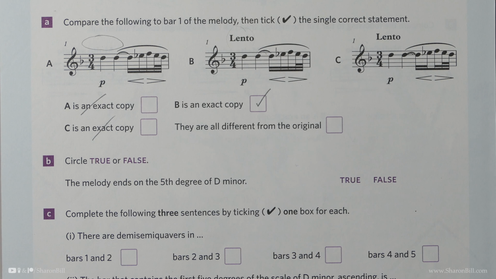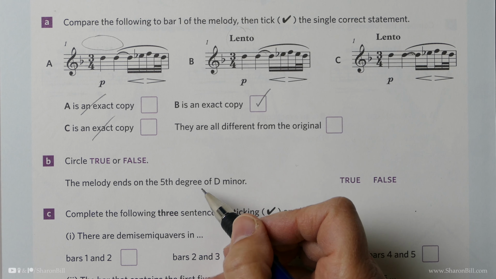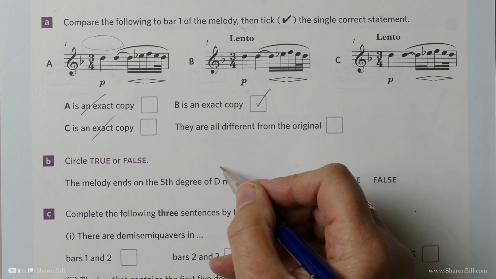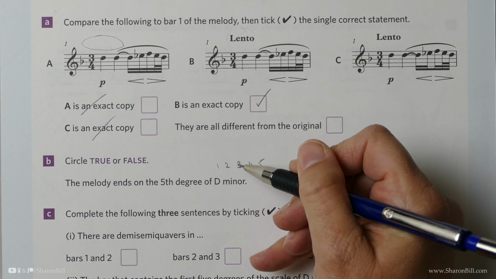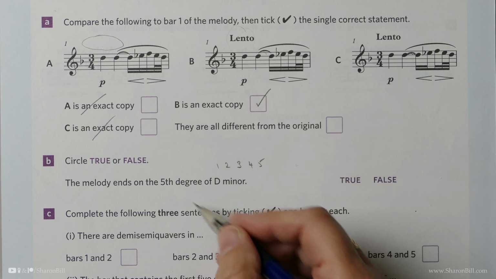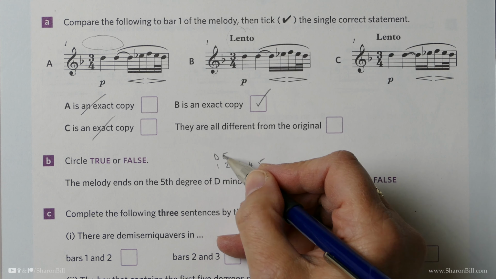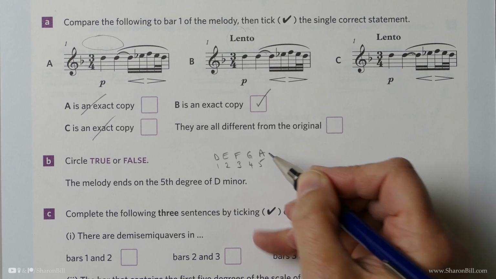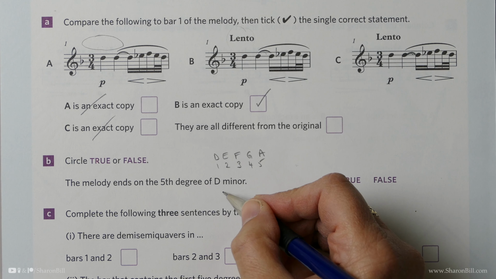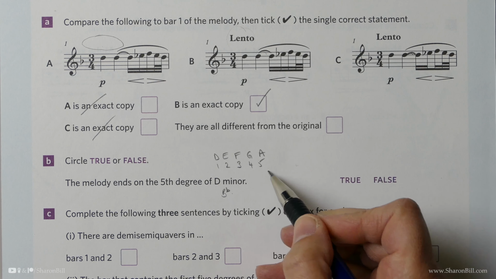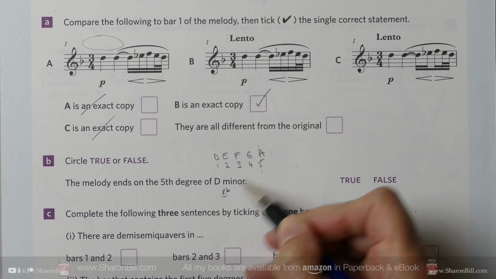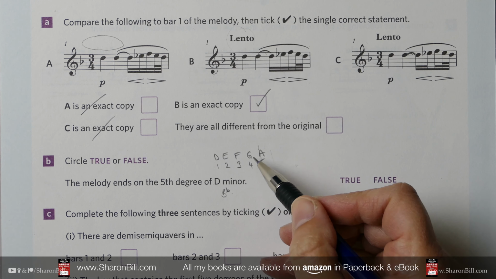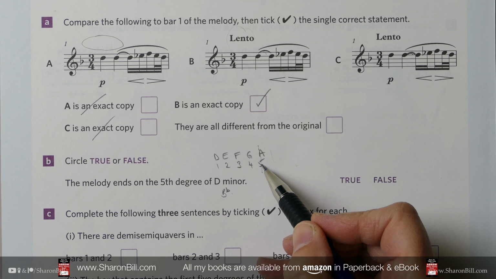Now then, is it true or false that the melody ends on the 5th degree of D minor? So let's figure out what that 5th degree of D minor scale is. So 1, 2, 3, 4, 5. There's no point just going dashing off looking until we know what we're looking for, is there? So if D is 1, E, F, G, A. Now D minor is related to F major, which has a key signature of B flats. We have no B here in this 5th degree of the scale, so we don't have to worry about the flat here. So is it true or false that the melody ends on note A?